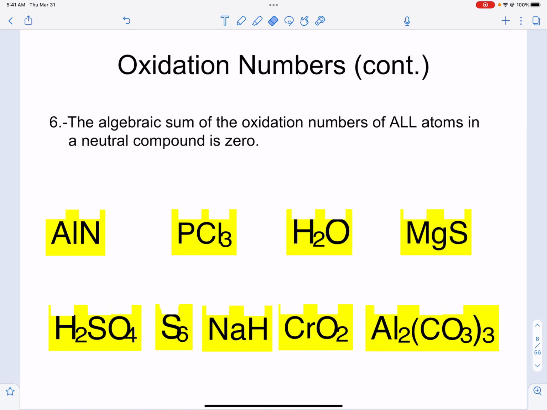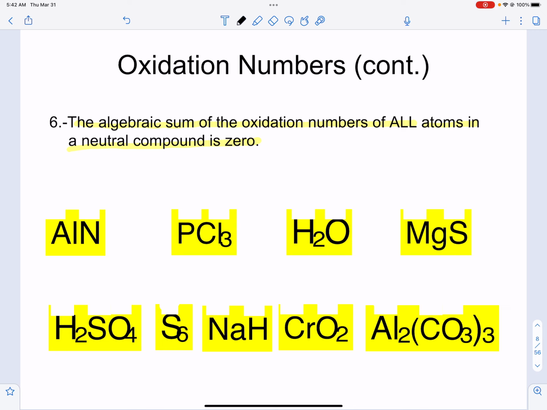And the last rule, rule number 6, you already know that one. The algebraic sum of the oxidation numbers of all atoms has to be 0. So let's see. How do we do this? What is the rule for aluminum? We don't have a rule for aluminum. What is the rule for nitrogen? We do not have a rule for nitrogen.